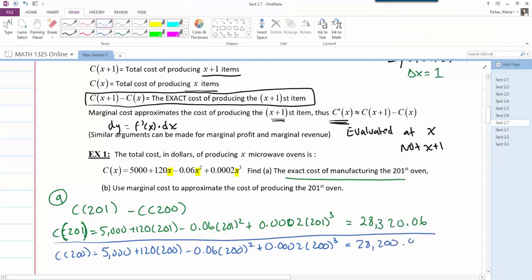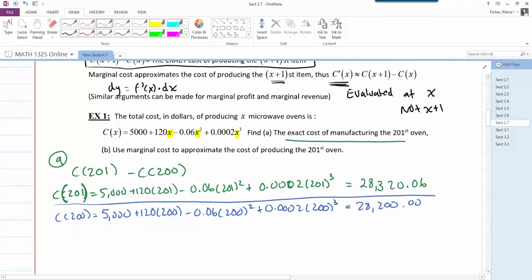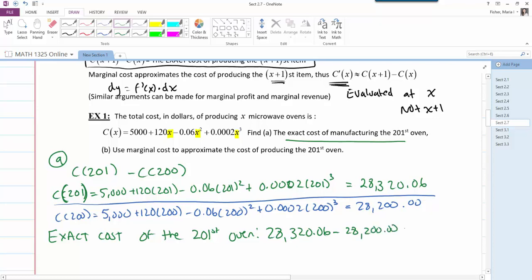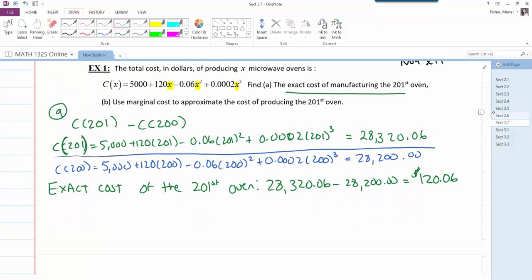So the exact cost of the 201st oven would be $28,320.06 minus $28,200, and that is $120.06. So the exact cost of producing that 201st oven is $120.06.